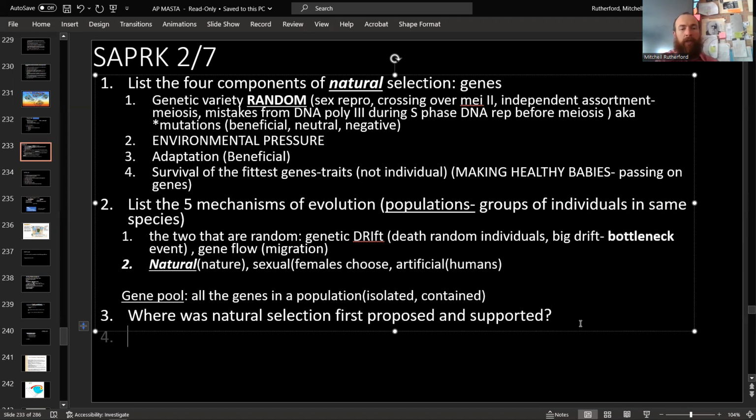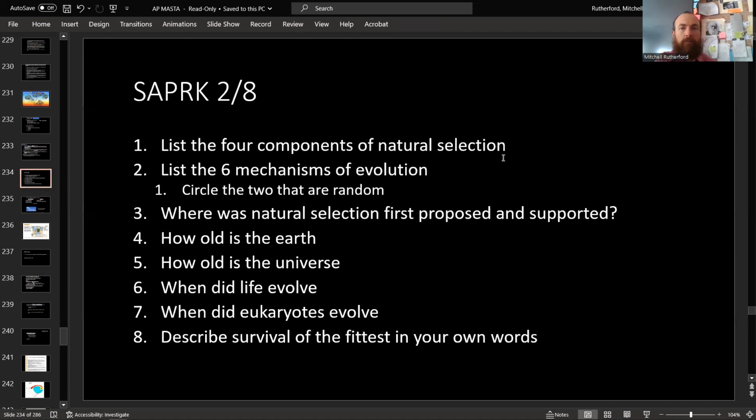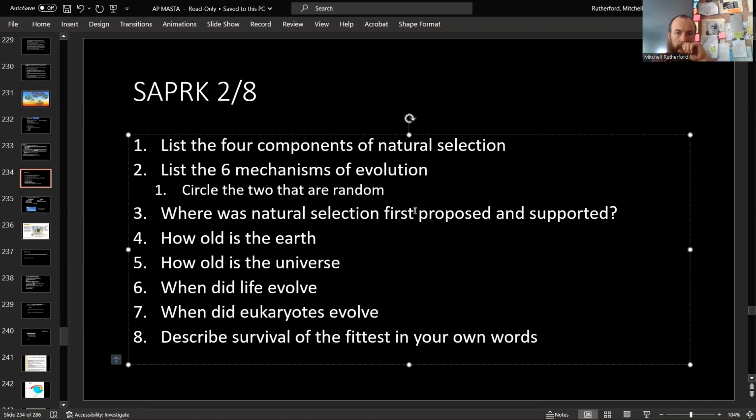Okay, great. And then we get into chapter 22, natural selection, first proposed and supported. This is Charles Darwin, 1859, in his book, Origin of the Species. Okay. So yeah, he worked on that for like 20 years to try and really bolster it and write that bad boy. So that's where he's going on with natural selection right there. Okay. So next. This is just more practice. Natural selection. Great.